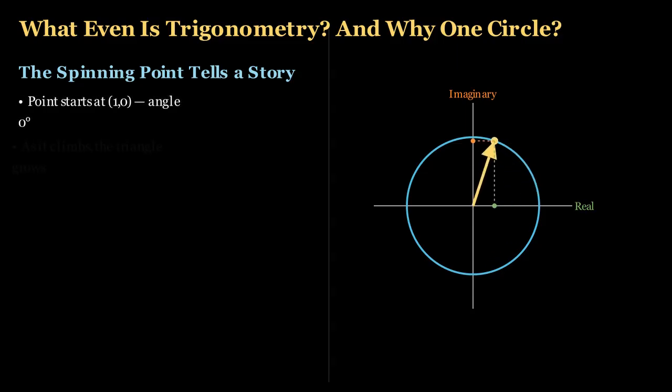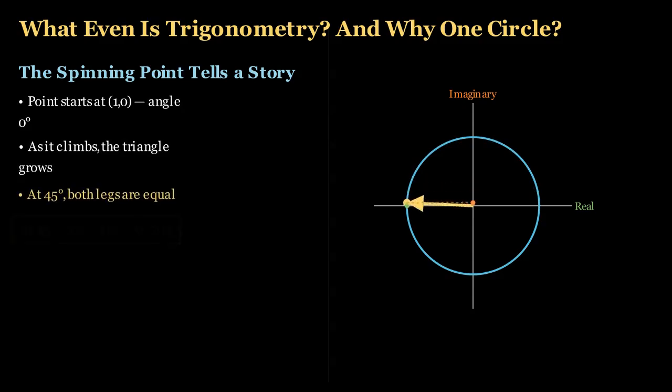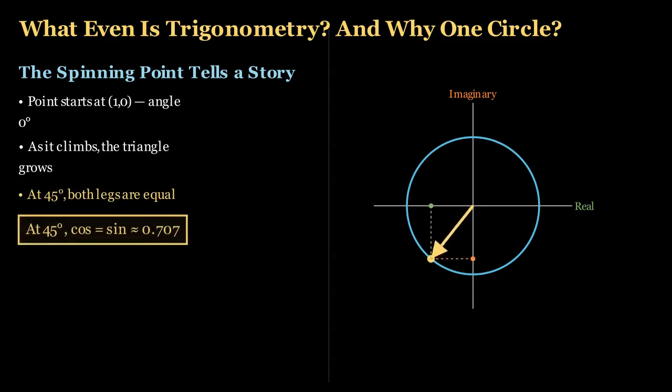At 0 degrees, the triangle is flat, no height. As the angle opens, the opposite leg grows. At exactly 45 degrees, the two legs are equal, so sine and cosine have the same value.